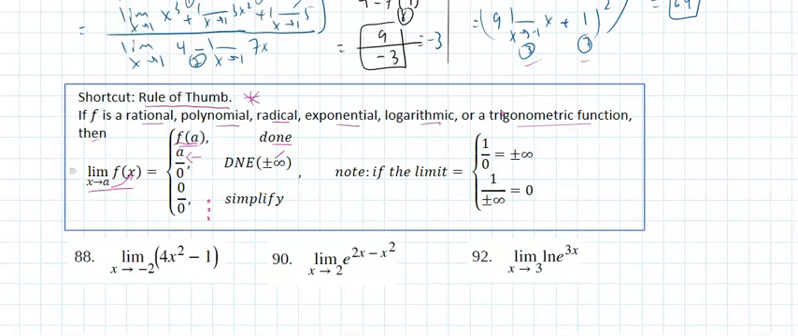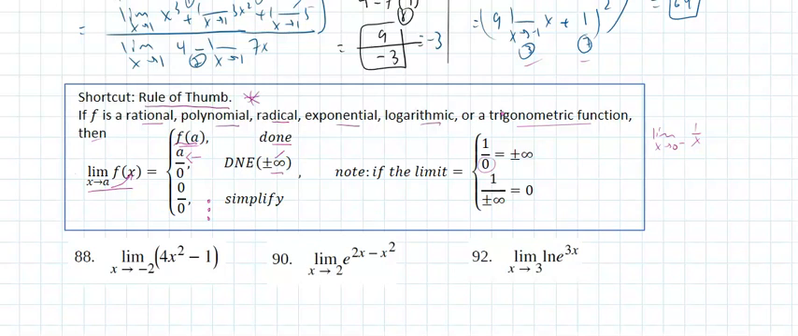Now, just to keep you posted, when I say a number over 0 is positive or negative infinity, let me show you really quick. If I take the limit as x approaches 0 from the left of 1 over x. So it's not really that 1 over 0 is undefined. The reason it's undefined is because it is infinity. That's what it is. For now, let's play with that.